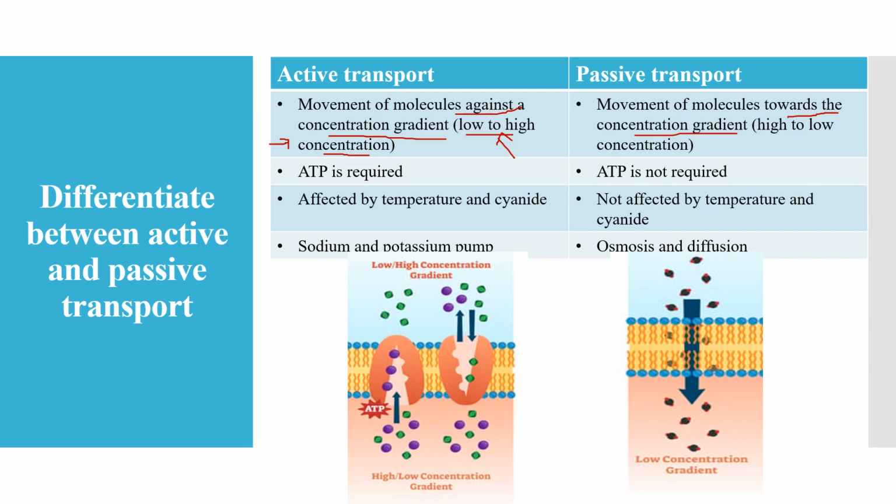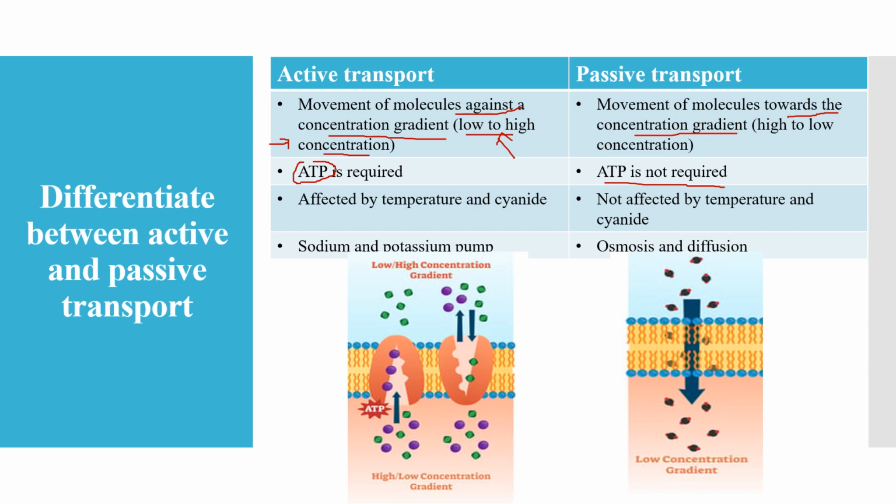If there is a movement against the concentration gradient, something is required. What is required? In that case ATP is required. ATP is the energy. Energy is required for the movement of molecules against a concentration gradient, because if something wants to go against the concentration gradient, some energy is required. In active transport ATP is required, whereas in passive transport molecules are moving towards the concentration gradient, so it is a usual process, nothing is unusual, so no ATP is required.